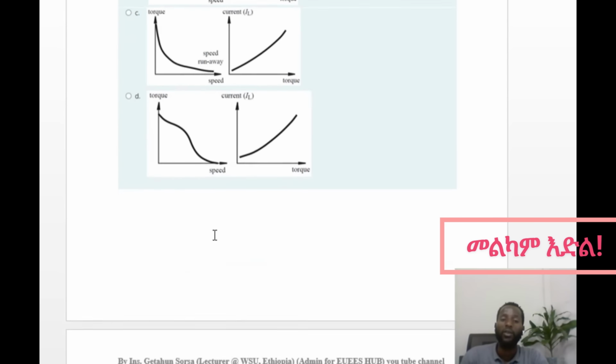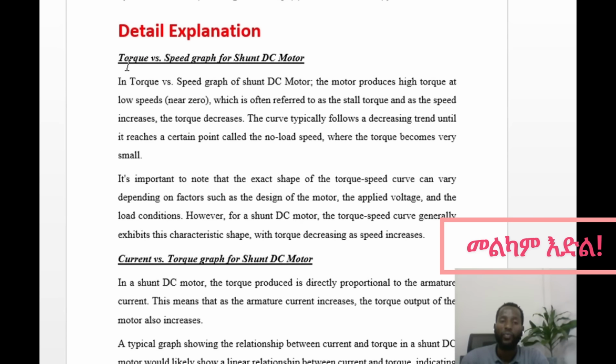So let me discuss the relationship for this shunt DC motor. The torque versus speed graph of the motor produces high torque at low speed. That means when speed is near zero, at speed zero there is high torque, which is often referred to as the start torque, and as the speed increases the torque decreases.